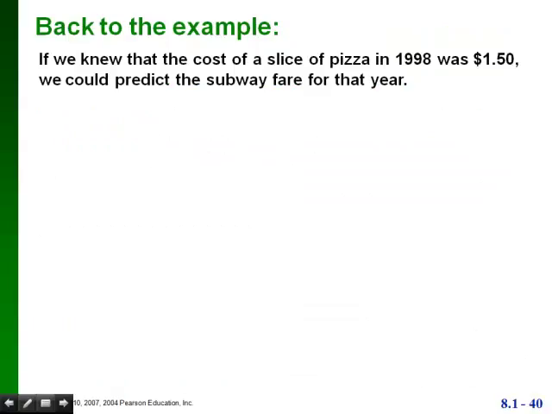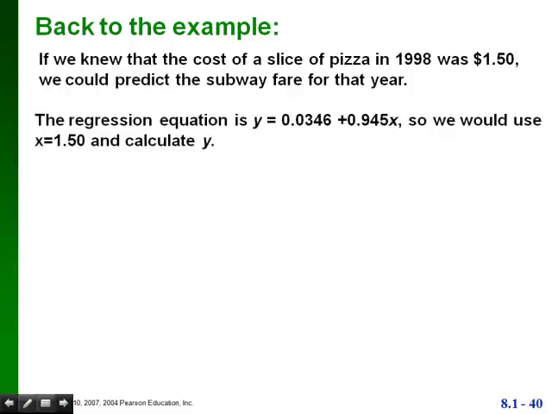Here's another example with our pizza and Subway fares. If we knew that the cost of a slice of pizza in 1998 was $1.50, and this wasn't one of our data points that we already had, we could use that to predict our Subway fare for that year. So we would go back to our regression equation, since we did find that there was a linear relationship between the 2 variables. Here was our regression equation, and what we would do is put the 150 in place of the X, and then we would calculate this out, and that would give us our predicted value for Y.